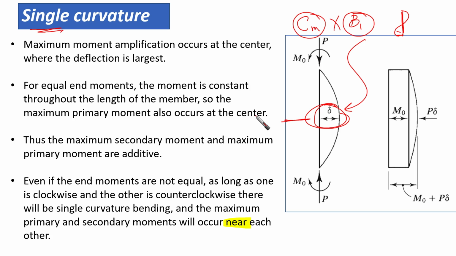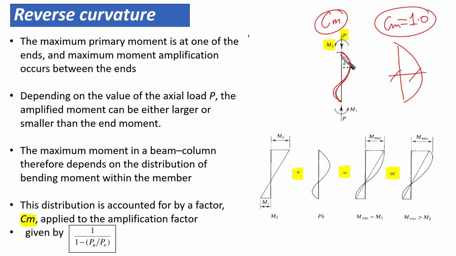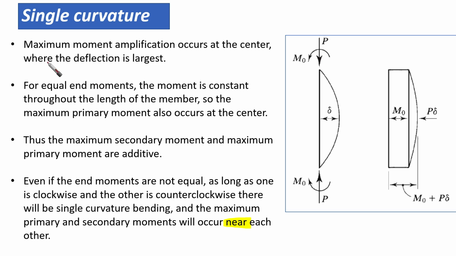This Cm is a factor that is going to take into consideration the case of reverse curvature. So in the reverse curvature, we are going to use Cm, and in case of single curvature, we are going to put Cm equals 1. That's the case that we want to highlight here. So now let's go and see the understanding of this.